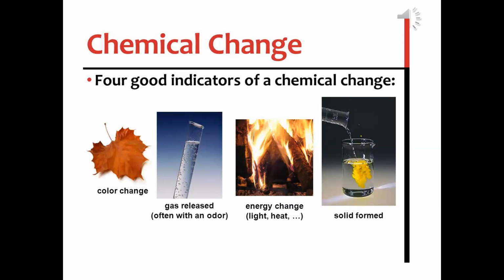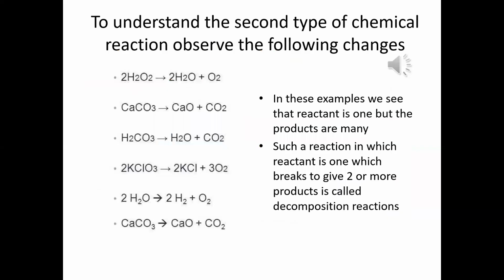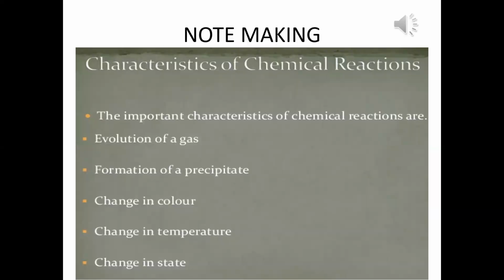That means if there is a change in the color, energy is given out, a solid is formed, or a gas is released. So the most important characteristics of chemical reactions are evolution of gas, formation of precipitate, change in color, change in temperature, change in state. Okay, so this is how we can identify.